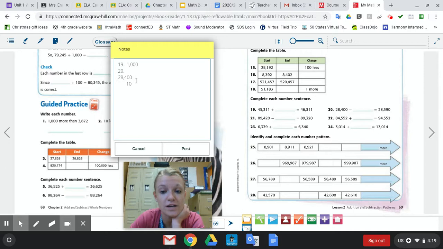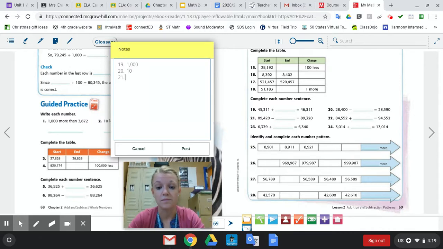Whew. 28,400 minus 10. So 400 minus 10, 399, 398, 397, 396, 395, 394, 393, 392, 391, 390. So that works. So that's how I got 10 for number 20. Okay, so the answer for number 20 is 10.